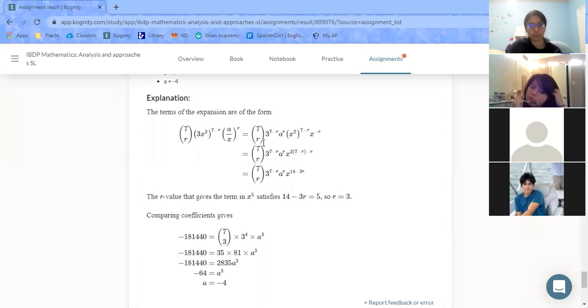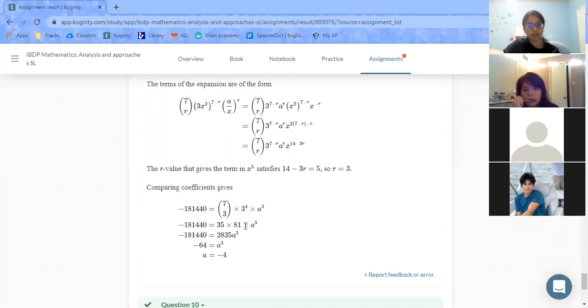And then you just put r back into this equation. We already know what the coefficient is, right? So you put the coefficient there and then you put r wherever it can be plugged in. So the only variable left is a, and then you just solve for a.